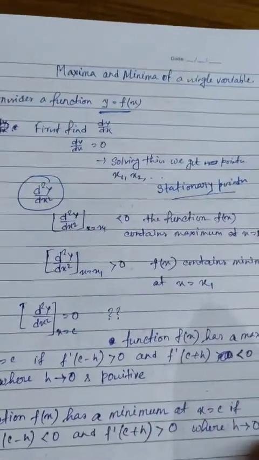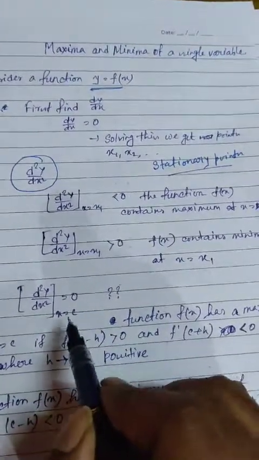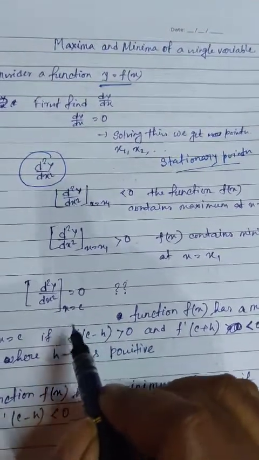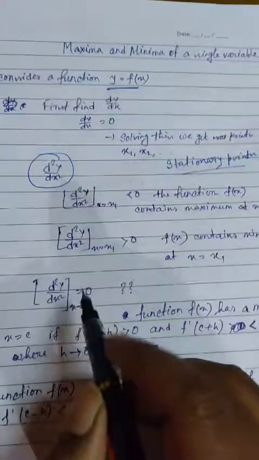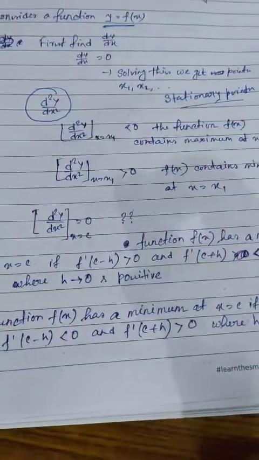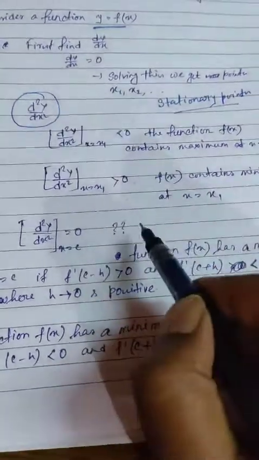So now the question is that if suppose at a point x equal to c, where c is the stationary point, the second order derivative is equal to 0, then how can we find the maxima and minima? So we will discuss it later.